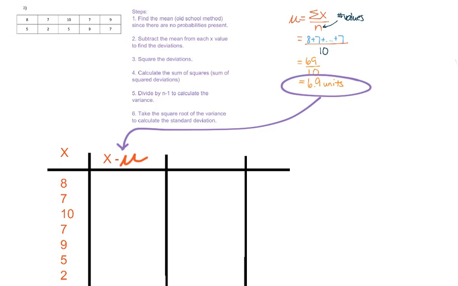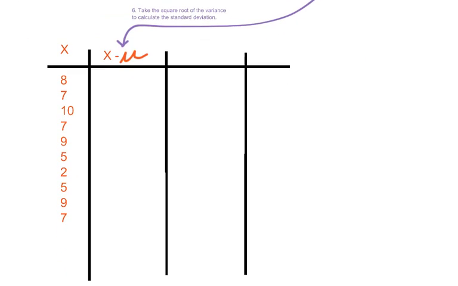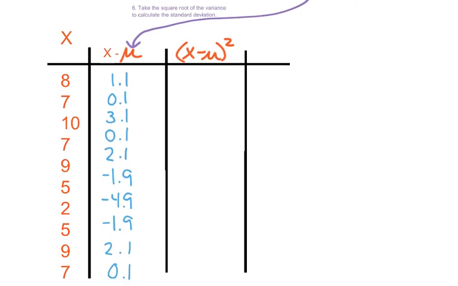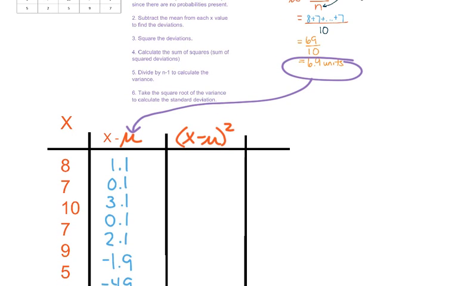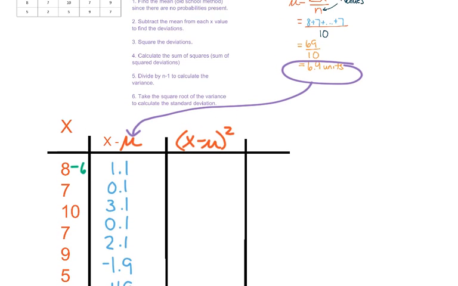The next step is to take each value in the list and subtract the mean, which we found to be 6.9 units. So we take 8 and we subtract 6.9, which will give me 1.1. Take 7, subtract 6.9, which gives me 0.1, etc. You do that for each value in the list.